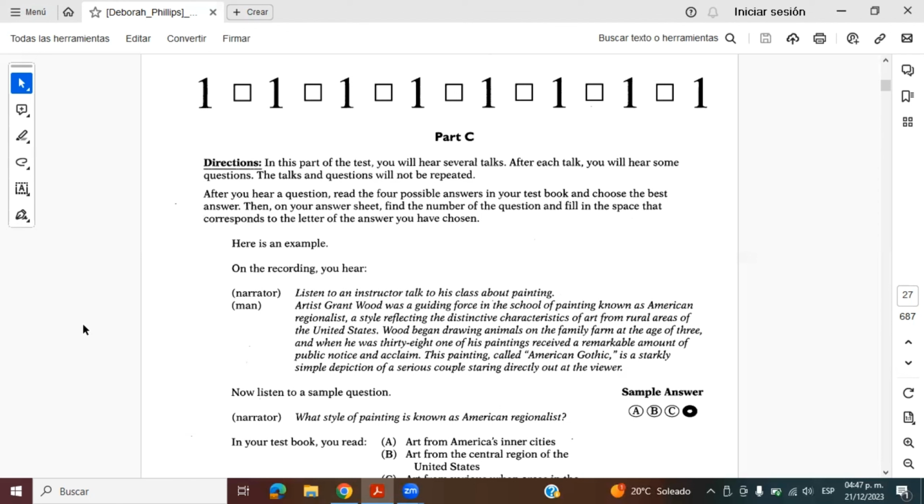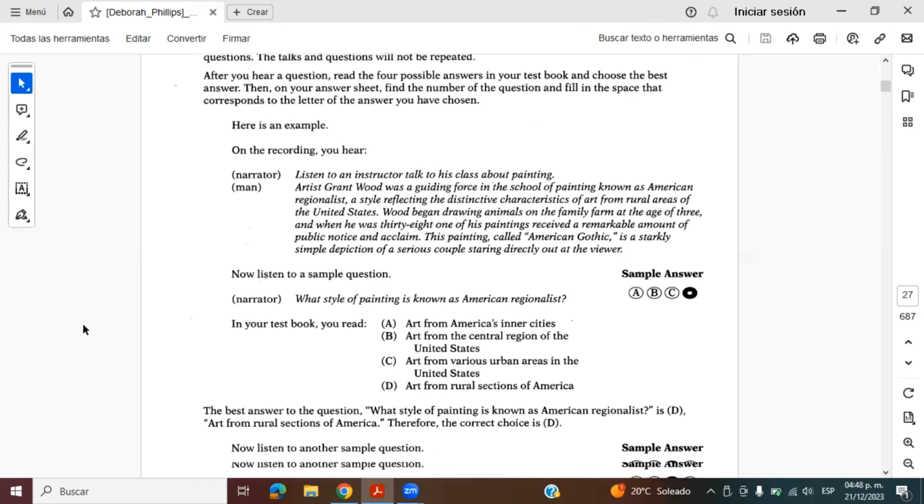Here is an example. On the recording, you will hear, "Listen to an instructor talk to his class about painting." Artist Grant Wood was a guiding force in the school of painting known as American Regionalist, a style reflecting the distinctive characteristics of art from rural areas of the United States. Wood began drawing animals on the family farm at the age of 3, and when he was 38, one of his paintings received a remarkable amount of public notice and acclaim. This painting, called American Gothic, is a starkly simple depiction of a serious couple staring directly out at the viewer.